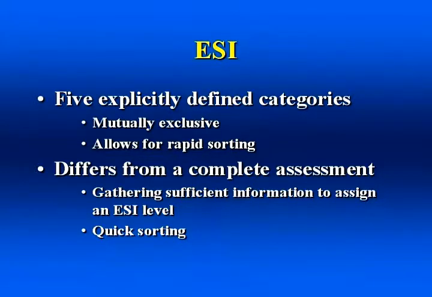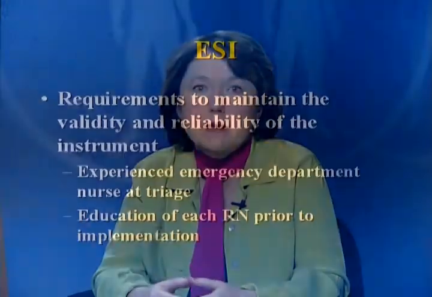Triage using ESI differs from a complete assessment in respect to the amount of information that is obtained. For triage with ESI, only the information necessary to assign an ESI level is gathered. The triage nurse is gathering only enough subjective and objective information to assign a triage acuity rating. In this era of ED overcrowding, rapid sorting of triage is critical. A triage assessment should, on average, take between 2 and 5 minutes.